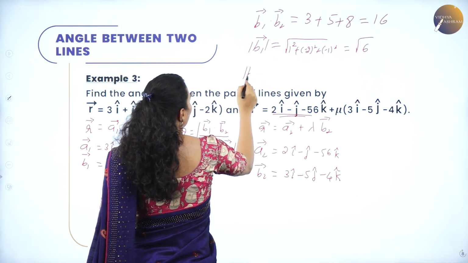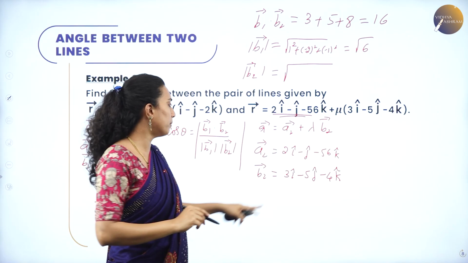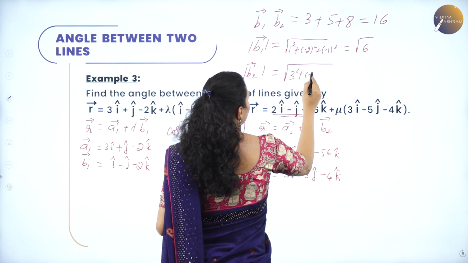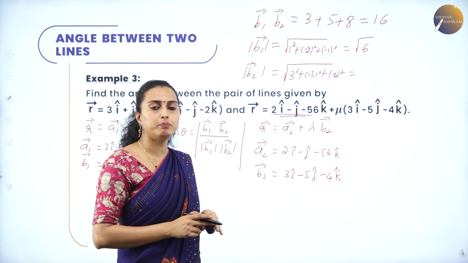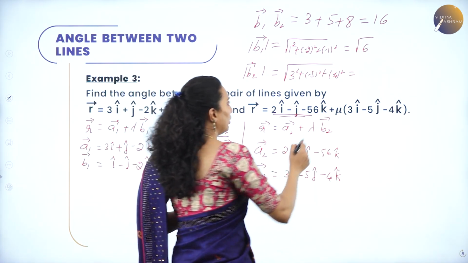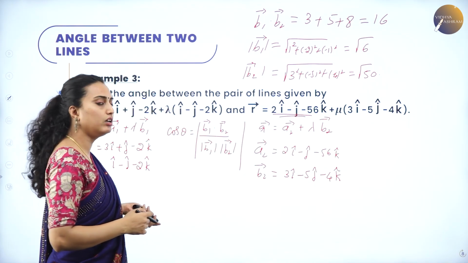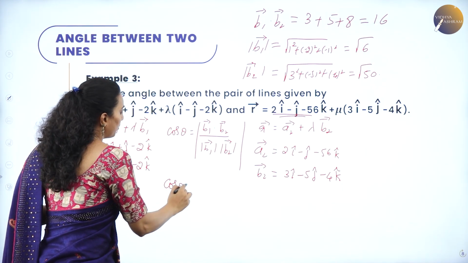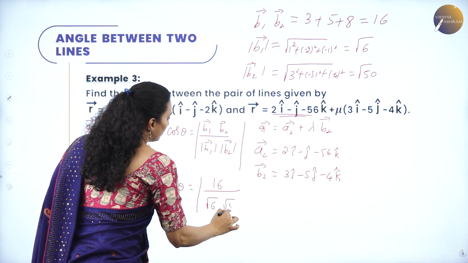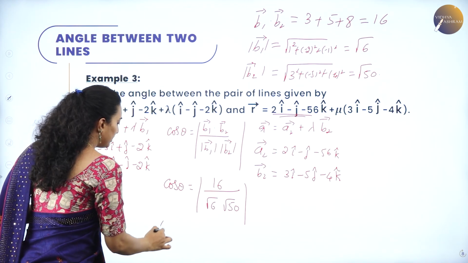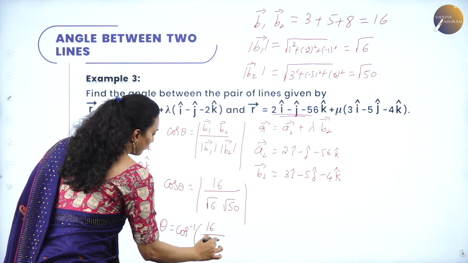Similarly, the magnitude of b2 vector is nothing but under the root of 3 squared plus minus 5 whole squared plus minus 4 whole squared. So 3 squared plus 5 squared plus 4 squared gives you the value root 50. Therefore you can substitute the value here. It will give you cos theta is equal to the magnitude of 16 divided by root 6 into root 50. Otherwise, theta is equal to cos inverse of 16 divided by root 6 into root 50.